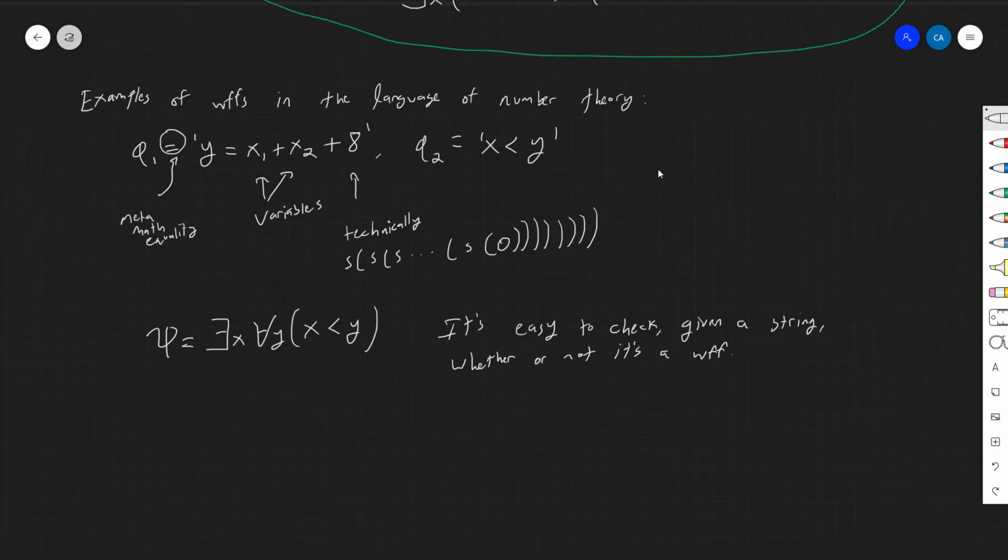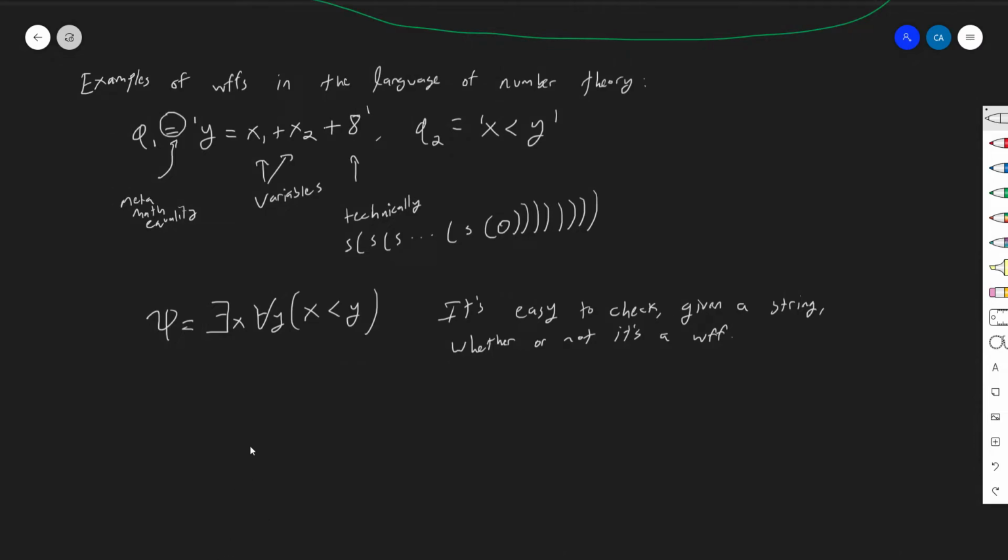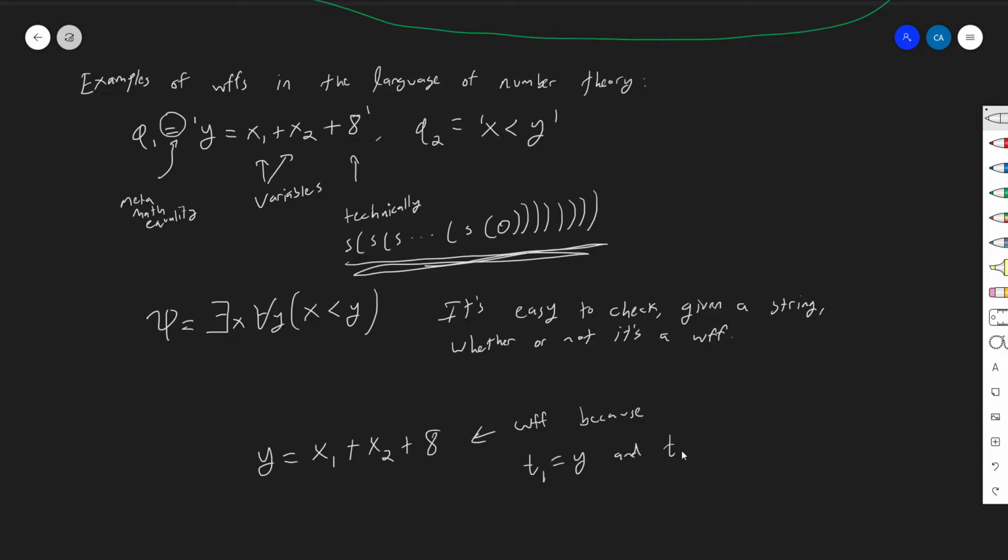Let's make sure that we understand that. So let's say y equals x1 plus x2 plus 8. And when I write 8, by the way, what I really mean is this garbage here. But don't worry about it. I'll just write 8, and we'll know what we're talking about. Why is this a well-formed formula? Well, because t1 equals y and t2 equals x1 plus x2 plus 8 are both terms.